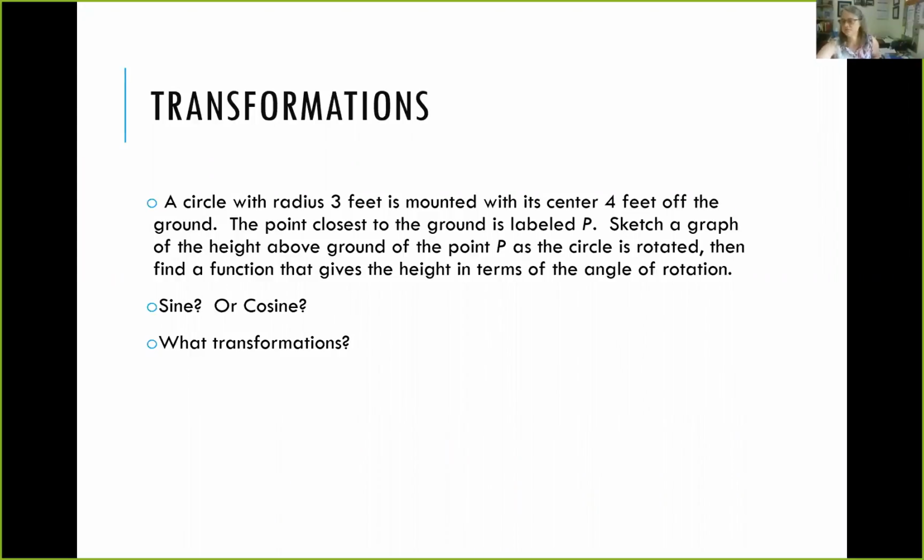We've got a circle of radius 3 feet. It's mounted 4 feet off the ground. And the point closest to the ground is labeled P. We want to sketch a graph of the height above the ground of point P as the circle is rotated. So what we have is, and sorry, I don't have a fancy drawer here, so you're going to have to put up with my bad art. Okay, that's really bad. Let me try that again.